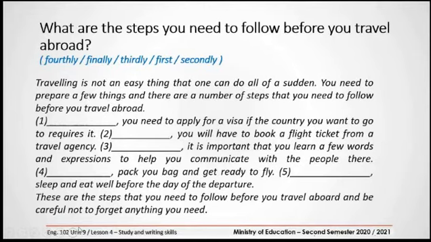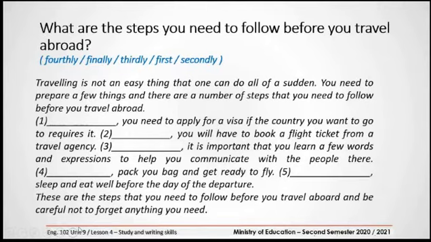So traveling is not an easy thing that one can do all of a sudden. You need to prepare a few things, and there are a number of steps that you need to follow before you travel abroad. First, of course, you can use first, or you can use first of all. You need to apply for a visa if the country you want to go to requires it.